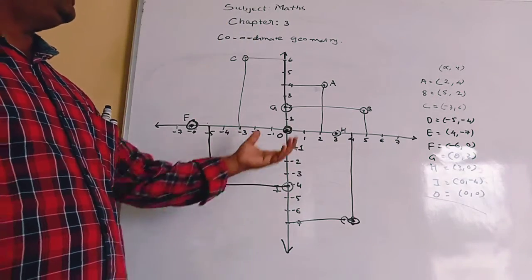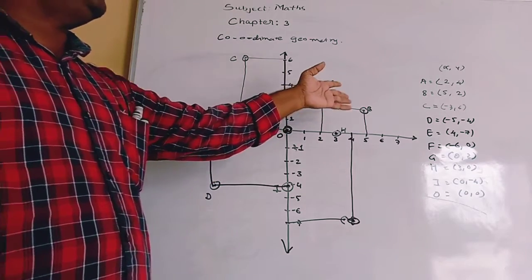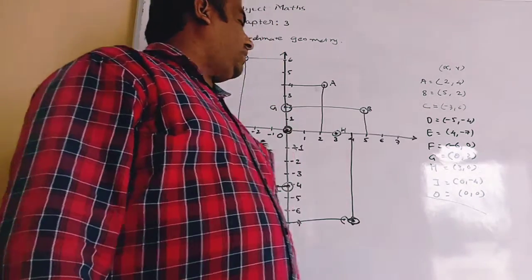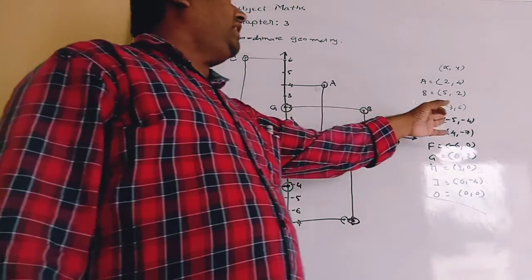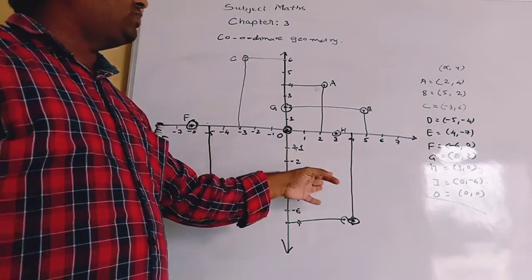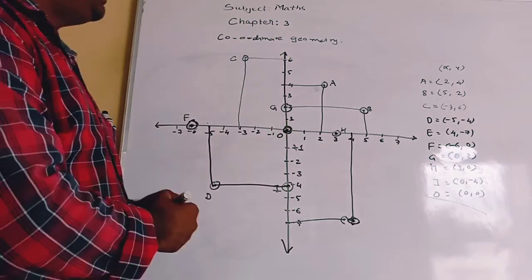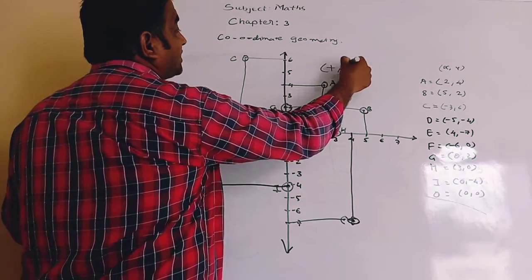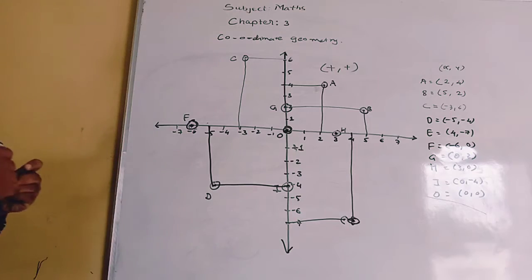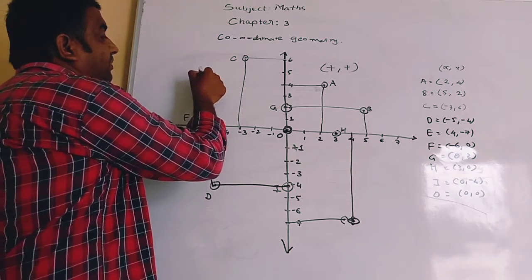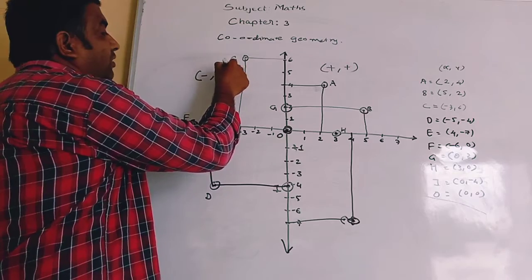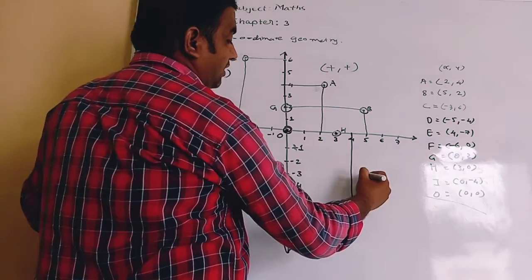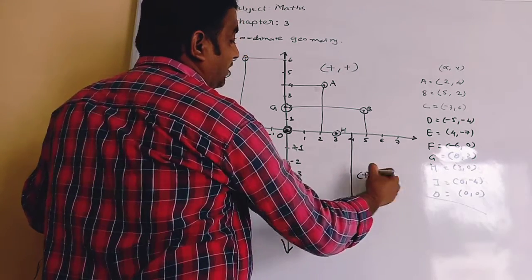So here we can see that if the points are in the first quadrant, it is plus plus type. If in the second quadrant, then it is minus plus type. If it is the third quadrant, then it is minus minus type. And if it is the fourth quadrant, then plus minus type. So again we can say that the first quadrant has points of plus plus type, where both the coordinates are positive. In the second quadrant, the x coordinate is negative and the y coordinate is positive. In the third quadrant, both the coordinates are negative. And in the fourth quadrant, x is positive and y is negative.